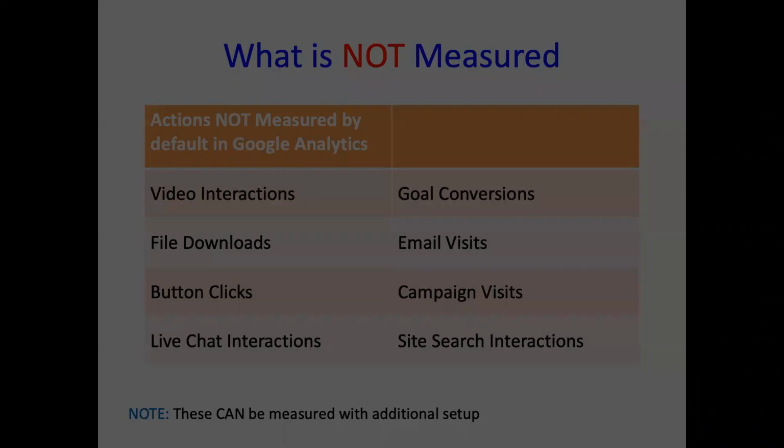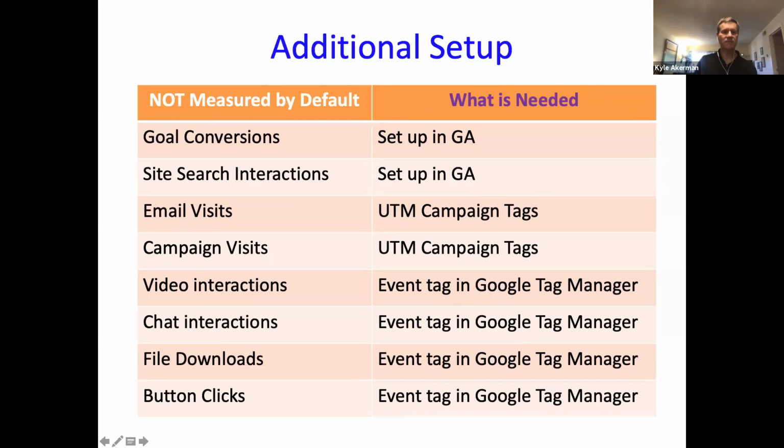So just very quickly, I moved everything into this column. This is what's not measured, and here's the things you need to do to get it set up. Goal conversions, that type of thing, is just doing some setup within GA. If you want to track your email traffic visits or specific campaign visits, then you'll need to use UTM campaign tags. And I'm going to show you that a little bit later.